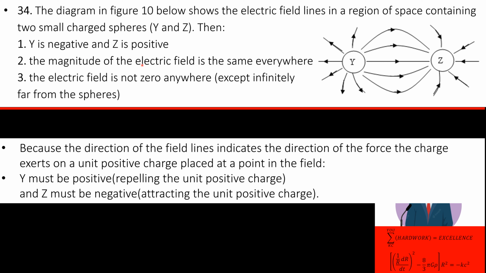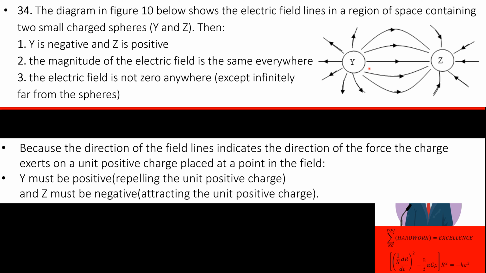Statement 2 says the magnitude of the electric field is the same everywhere. Well, that's not true. If these guys are oppositely charged, because you see this guy is negative, this guy is positive, it tells you that all along this line joining their centers, the electric field is enhanced. So if I put a positive charge, this guy is pushing away, this guy is attracting the positive charge. It means that the electric field here is basically the sum of these two electric fields.